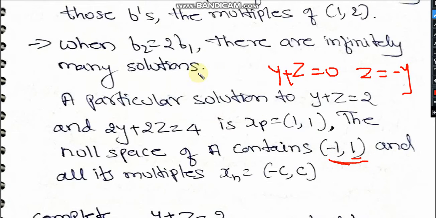Whereas for the particular solution you had y plus z equals 2 or 2y plus 2z equals 4. So if you have y equals 1 and z equals 1, or multiples of it, you can have it as multiples of that 1 and 1. So this is the particular solution, and this we call the null solution. This is your null solution.